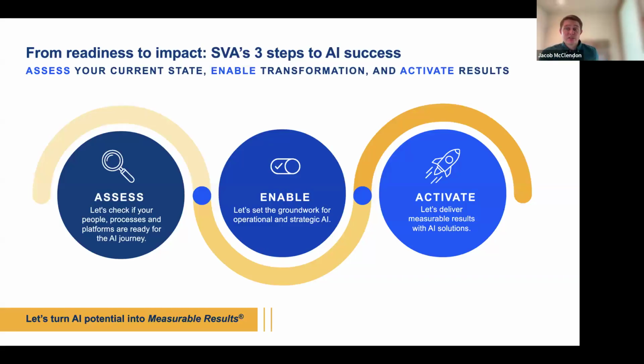One way that SVA helps people through this is by assessing the current state, enabling transformation, and activating results. So we have this assess, enable, activate framework, and it's all about checking readiness in an organization and making quality plans that have a high degree of confidence of panning out. The enablement piece really is around training and getting systems, data, processes, and people all the way ready and in place to adopt AI. And the activation phase is really about rolling out pilots or generative AI tools at your company.